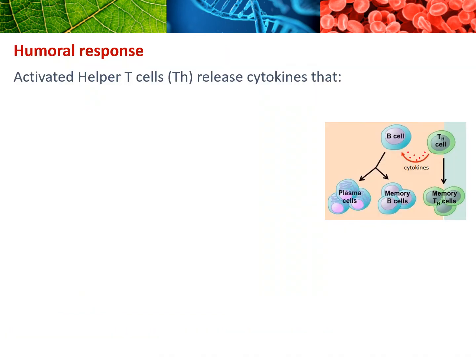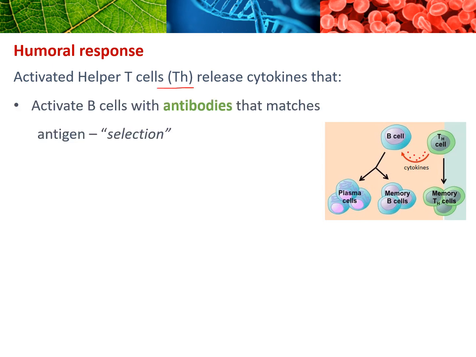So again, we've got our activated helper T cells. They will release cytokines that will activate B cells with specific antibodies that are the same as that antigen or complementary to the antigen. So where T cells have receptors, B cells have antibodies. We're going to look at those in more detail.